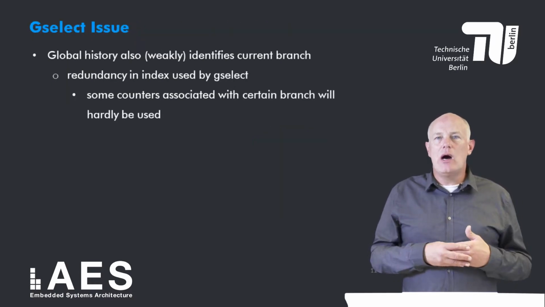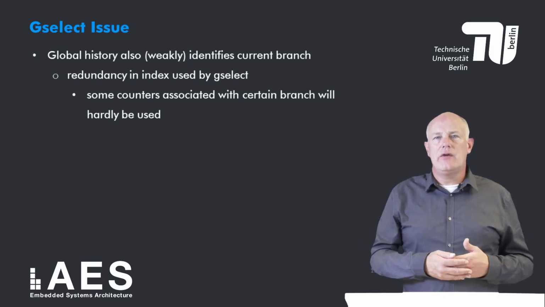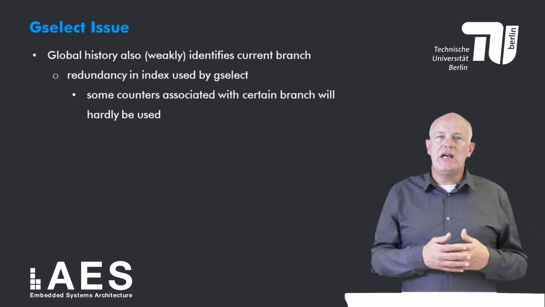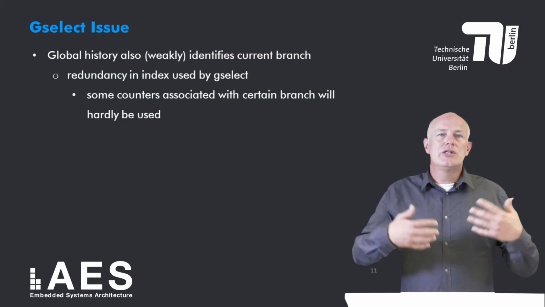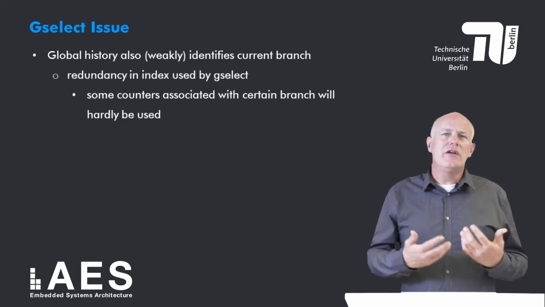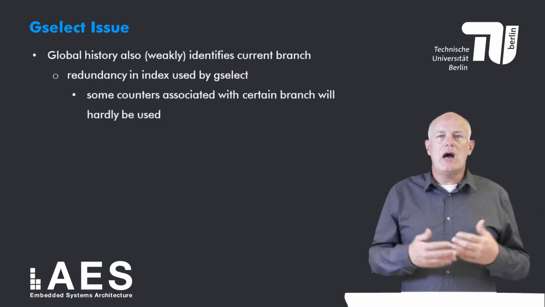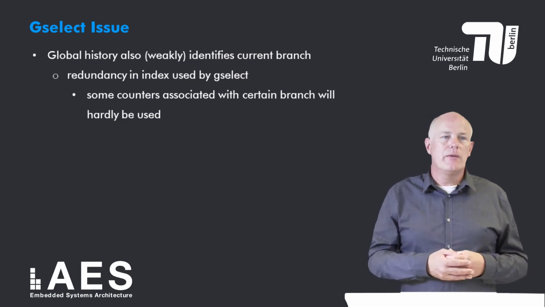Gselect has an issue, however, and that is that the global history also identifies the current branch a little bit. While it is possible that 2 different branches have the same global history, it is not very likely. So there is a certain amount of redundancy in the index used by gselect. As a result, some counters associated with a certain branch will not or hardly be used.